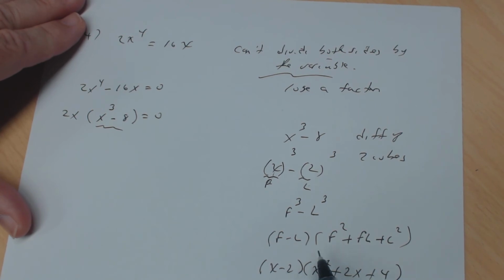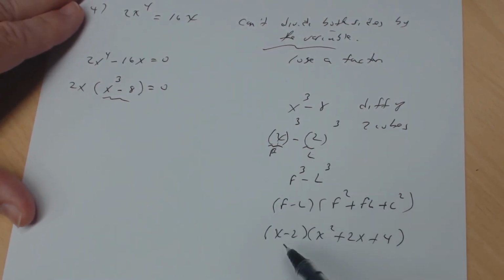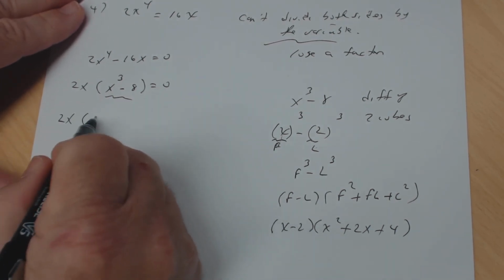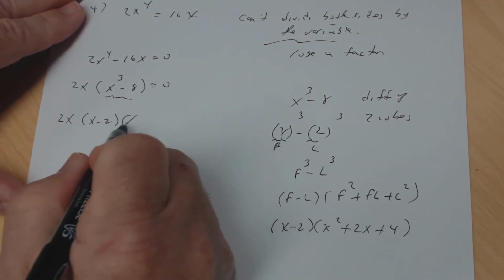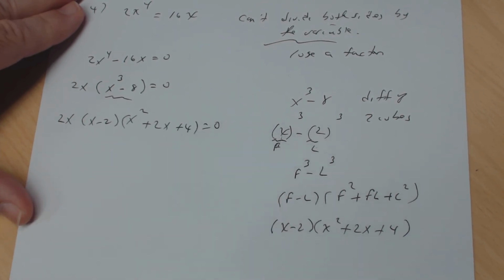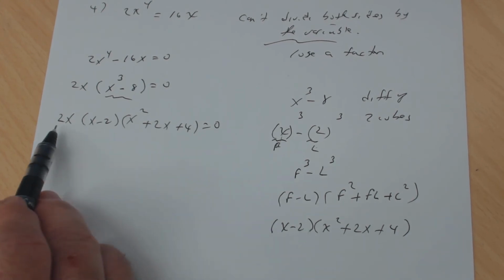Now remember, once you factor the difference of two cubes, you have a binomial times a trinomial. We talked about all this in a previous course. This trinomial cannot be factored further, so don't even attempt to factor this. So that goes here. So I get 2x times x minus 2 times x squared plus 2x plus 4 equals 0. Okay, so now I'm going to set each factor equal to 0. I'm going to think of this right here.